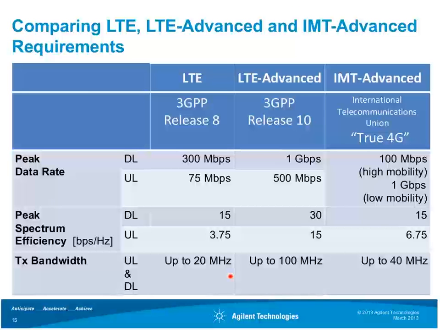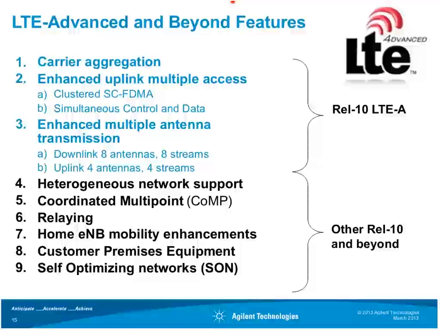And then also the flexible bandwidth. For LTE, we have up to 20 megahertz, and LTE Advanced is up to 100 megahertz. I'll talk about how we get up to that 100 megahertz bandwidth, which far exceeds the IMT Advanced standard. And realize that all of the standards need to be backwards compatible, so LTE Advanced needs to work with LTE.